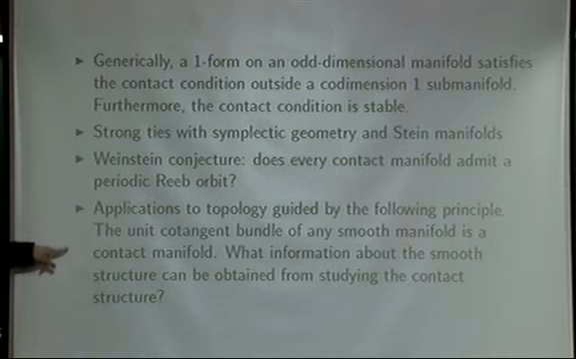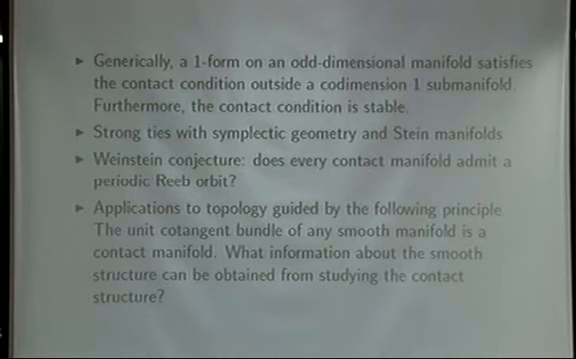Now there's another application. This is a very central question in contact topology. So we have this construction: if you have any smooth manifold, then the unit cotangent bundle of this smooth manifold always carries a contact structure. From that you get a kind of functor from the smooth category to the contact category. And the question is, what does this thing measure?